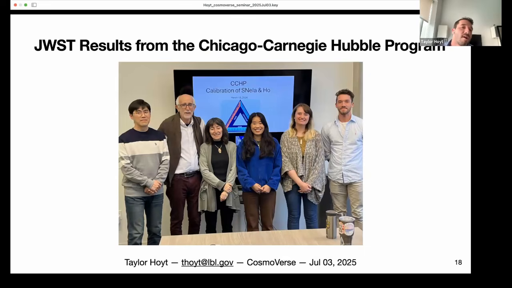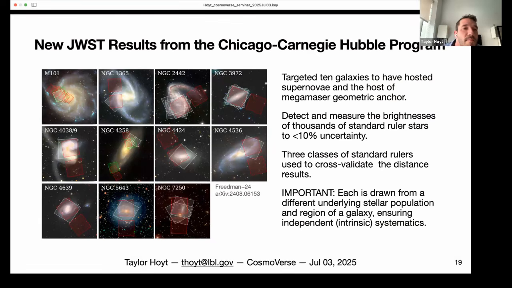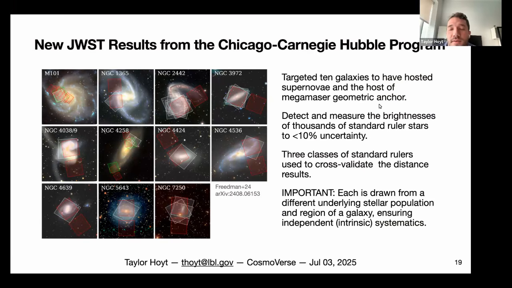And what I want to get into here are new results from using the James Webb Space Telescope. This is a picture of my collaborators, In-Sung Jang on the left, Barry Medor, Wendy Friedman, Abby Lee, Kayla Owens, and myself. So for the new results, we actually observed 3 distance indicators at once in 10 supernova host galaxies, and the geometric anchor, the Mega Maser NGC 4258. You see them on the left.